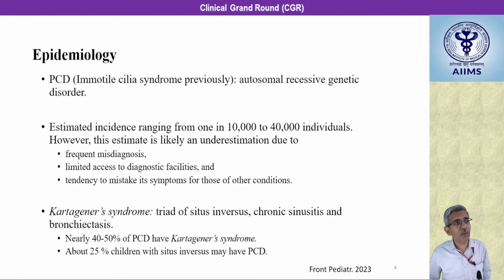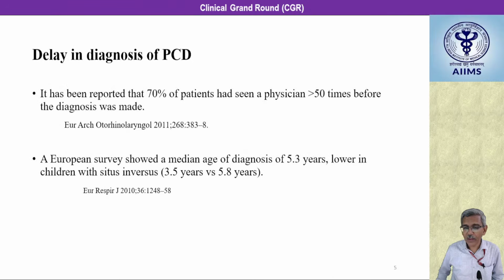And there's a fair bit of overlap, because most of these would come with recurrent respiratory infections, or there may be other conditions. The triad of situs inversus, chronic sinusitis, and bronchiectasis was what was identified as Kartagener syndrome. Again, it may not be there in all, and situs inversus could exist on its own. Of all children who have situs inversus, only about a fourth may have a diagnosis of ciliary dyskinesias, because there are no specific features as such.